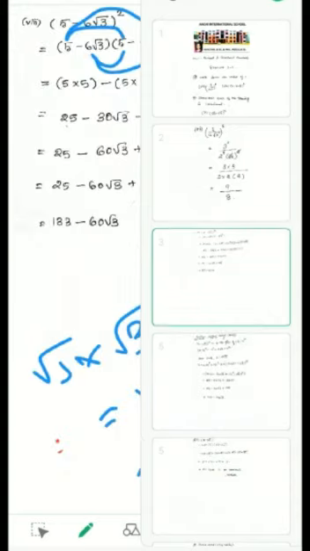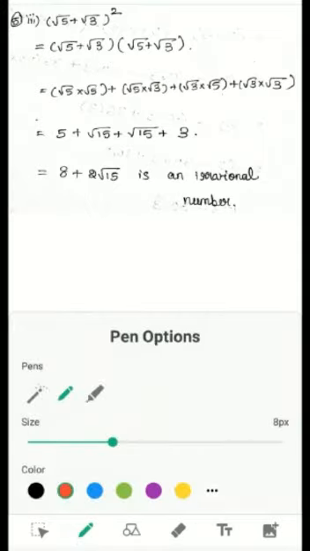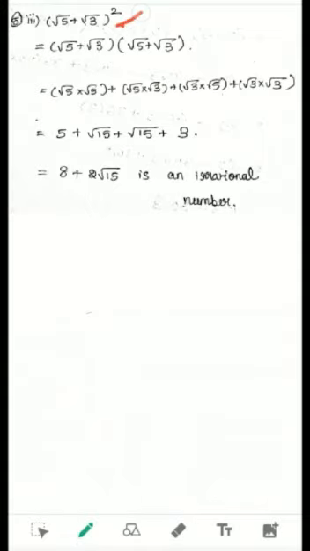Okay, (5 root 5 plus root 3) the whole square. Actually, this is your fifth problem. In the fifth problem, we want to show that this number is irrational. So the whole square, in the sense, first we have to write it twice.